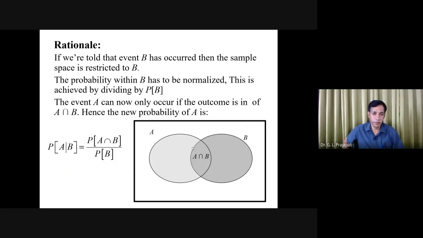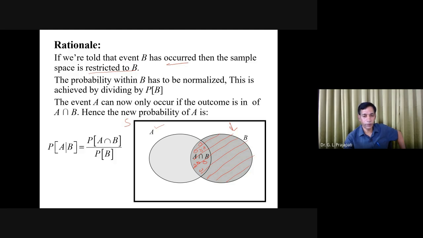So if we are told that event B has occurred, then the sample space is restricted to the region B. So this is the new sample space. Earlier the sample space was this, but you are given the information that the event occurred. That means your outcome will be within this set B. And event A will occur if and only if your outcome is here. So that's why it is the probability of A intersection B divided by the probability of B.